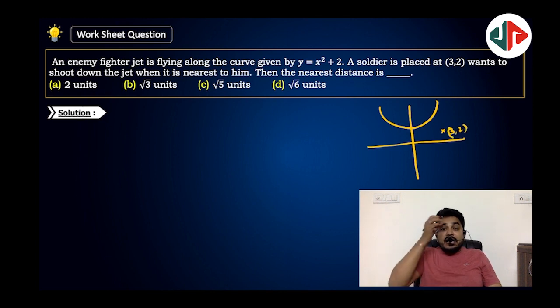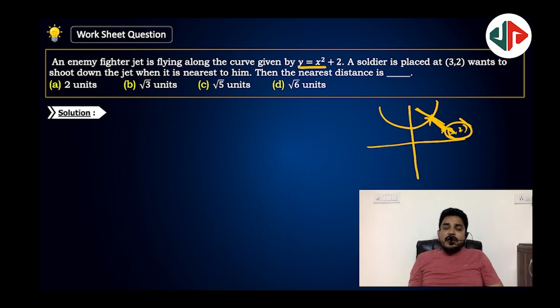Now we want to shoot down the jet when it is nearest. So the nearest distance is, you need to talk about this distance. So actually you can go ahead with the parabola. This is the normal, it should pass through (3, 2). But here, what happened? This (3, 2), you need to write what is this point.